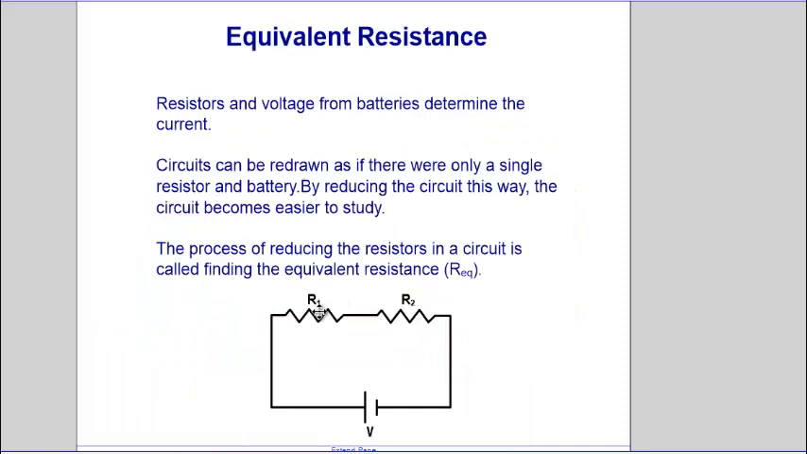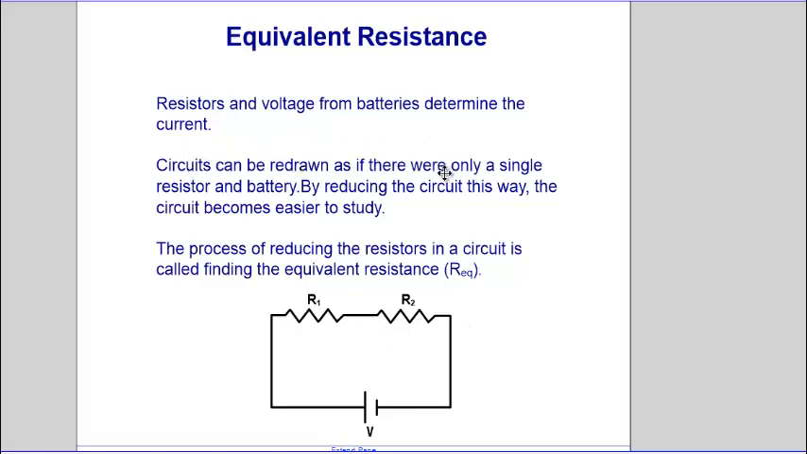Total resistance of a circuit. When we put multiple resistors in, these resistors impact how much charge can travel through a point in the wire every second, or it influences the current, and it's called Ohm's law. So how much current flows will depend on how much voltage is applied across these resistors and how much total resistance you have. Resistors and voltage from batteries determine the current.